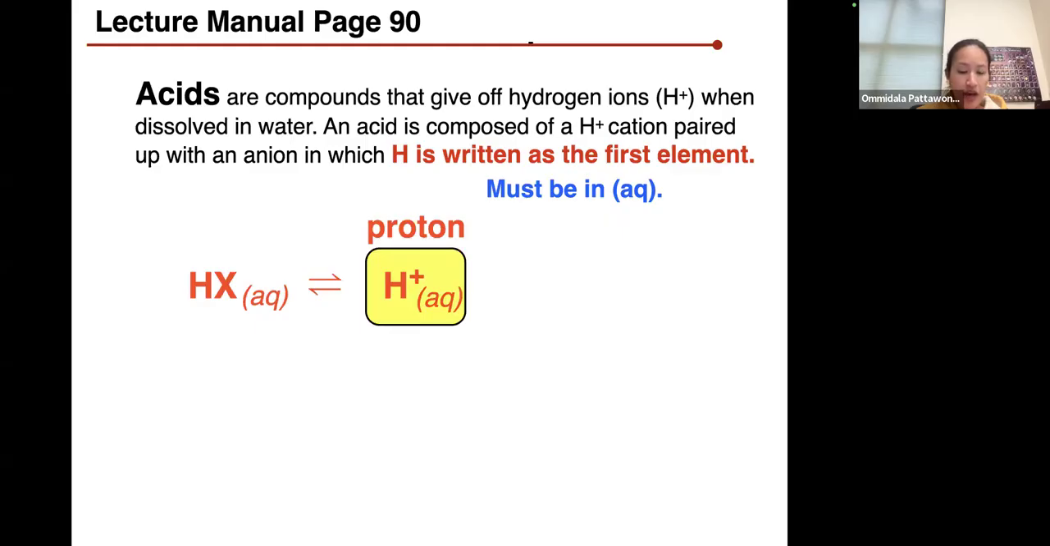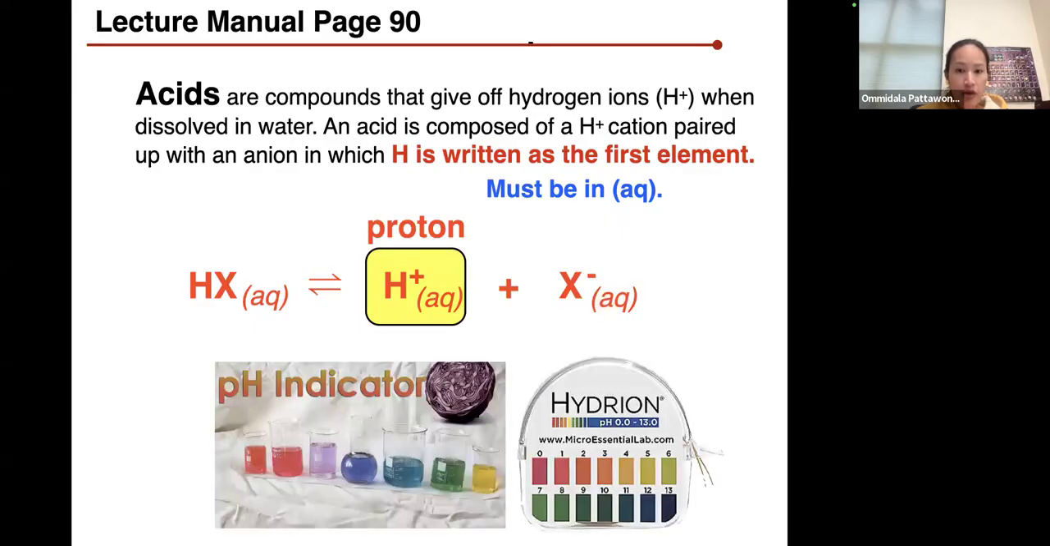So this hydrogen right here, H plus, is going to be given off. The amount of this H plus going to dictate the pH of the solution. The name of this H plus, we call it hydrogen ion, and the most common name is what we call proton. Why do we call it proton, Ami?